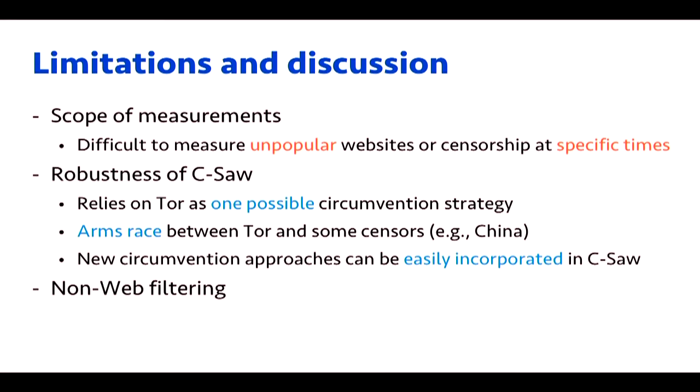The other challenge with CISO is its reliance on Tor as one possible circumvention strategy. While our hope is that CISO can ride the successes of blocking resistance achieved by pluggable transports and bridges, there is an arms race between Tor and some censors like China. It is useful to point out that not all countries are as resourceful or motivated as China in this arms race. And more fundamentally, CISO does not rely on just one circumvention strategy. New circumvention strategies can be incorporated in its framework as they become available.